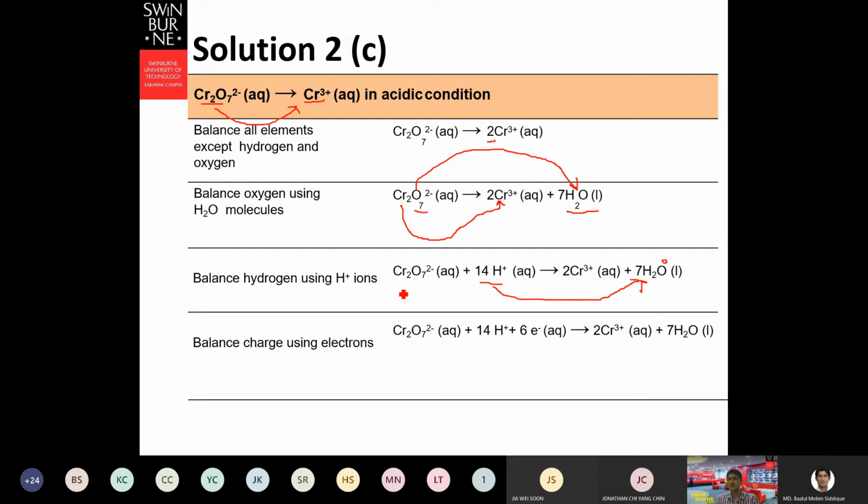So how many electrons am I still deficient on the right side? There are 6 electrons I have to add so that the electrons on the left and right are balanced. So I just added 6 electrons on the left side. So on both sides, the number of electrons is balanced in this case.